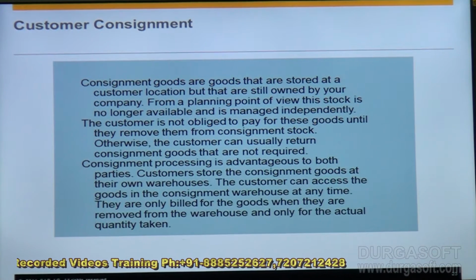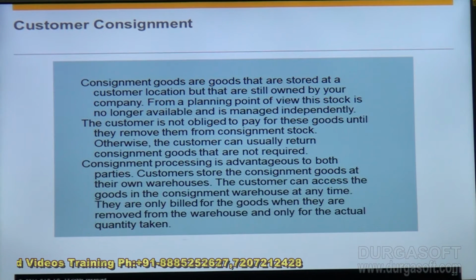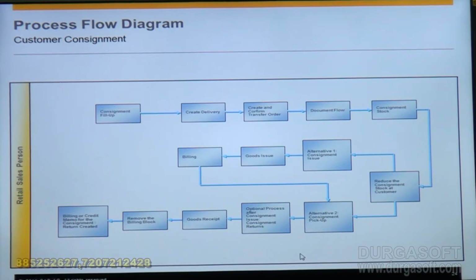The customer stores the consignment goods at their own warehouse, and the customer can access the goods in a consignment warehouse at any time. So they are only billed for the goods which they remove from the warehouse, and only for the actual quantity taken. So this is my customer consignment part, the flow diagram.